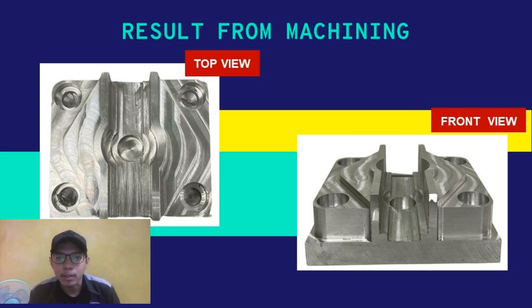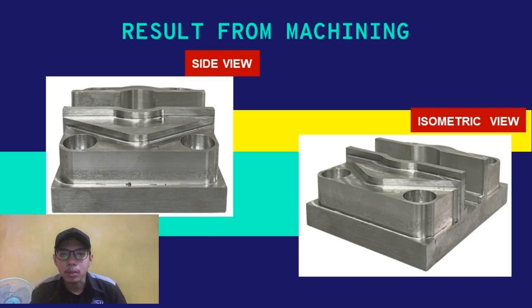Next slide is the machining result. As you can see in this slide, this is our product after all the machining processes have been completed. The left side picture of this slide is the top view of the product, and the right side picture is the front view. Next slide is also the result of our machining. The left picture of this slide is the side view, and the right picture is the isometric view. All these pictures show the final product after finishing the machining process.